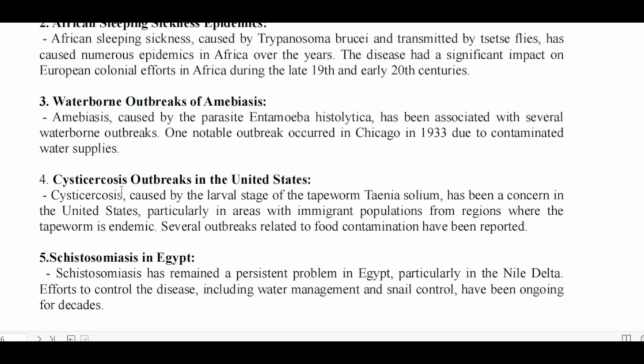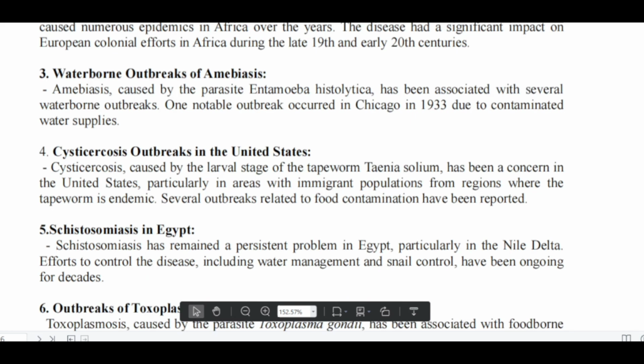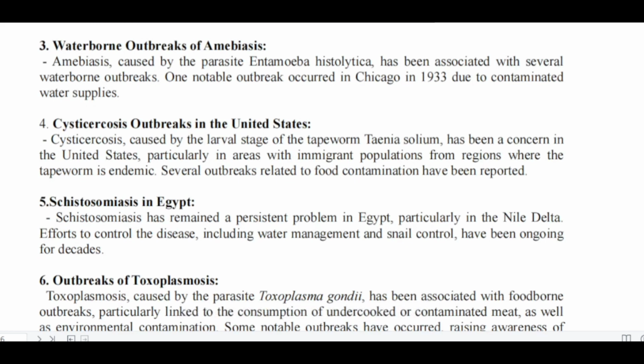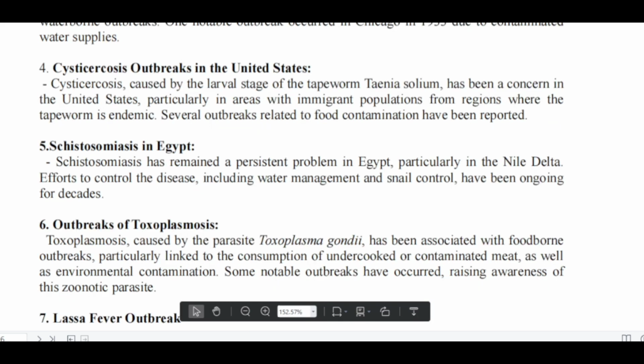Then you have the cysticercosis outbreak in the United States. Cysticercosis, caused by the larval stage of the tapeworm Taenia solium, has been a concern in the United States, particularly in areas with immigrant populations from regions where the tapeworm is endemic. Several outbreaks related to food contamination have been reported. Now, this one concerns those that are eating pork, because it's a worm that is more prevalent in pigs.